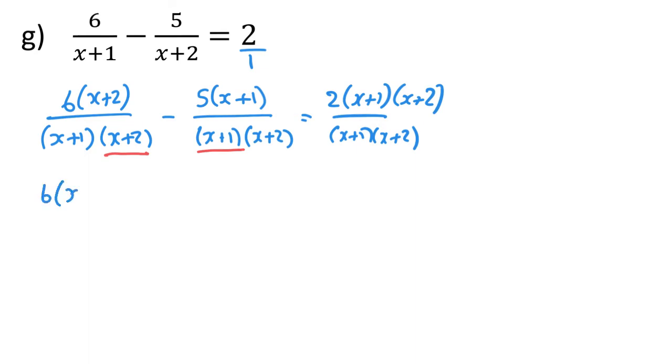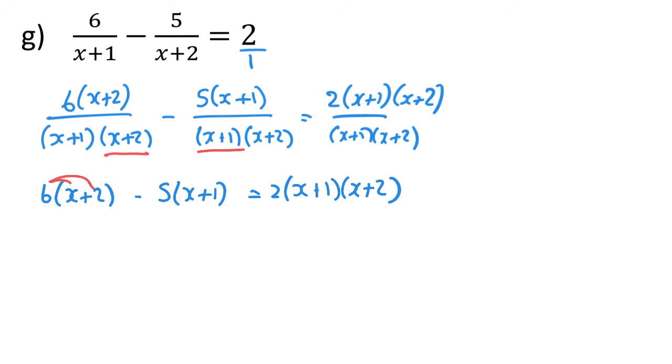So we've got 6 brackets x plus 2 minus 5 brackets x plus 1 equals 2 upon x plus 1 and x plus 2. We need to expand the brackets. So we've got 6 multiplied by x and 6 multiplied by 2 to give us 6x plus 12. Then minus 5, we need to multiply the minus and the 5 into x and 1. And we get minus 5x minus 5. And then we've got 2 upon x plus 1 and x plus 2.